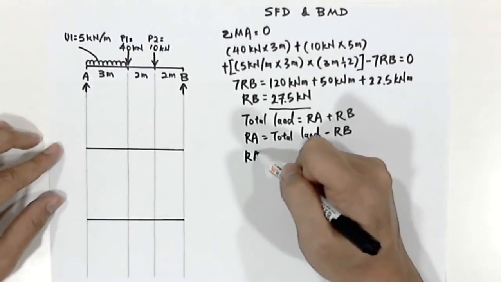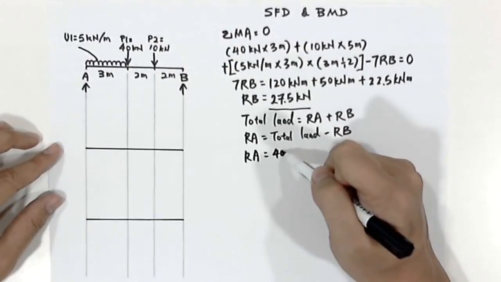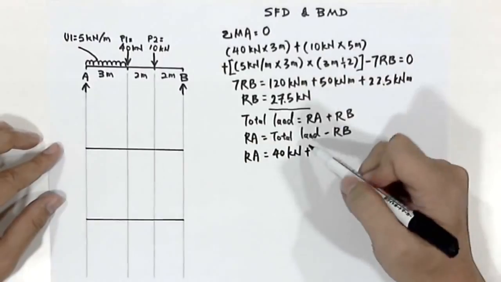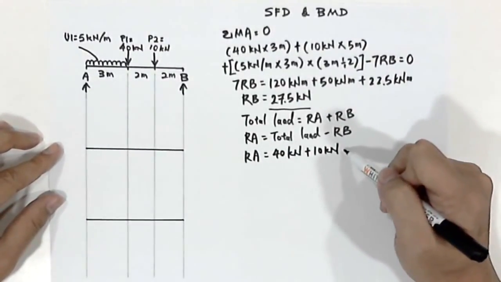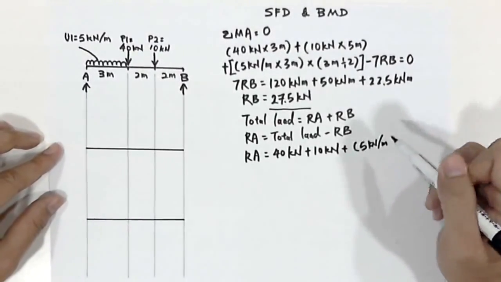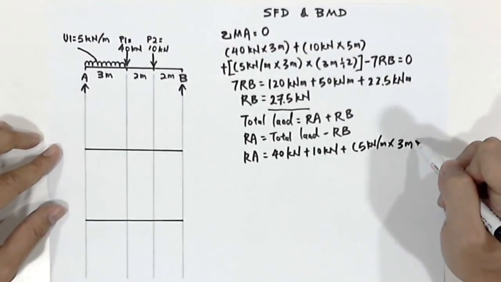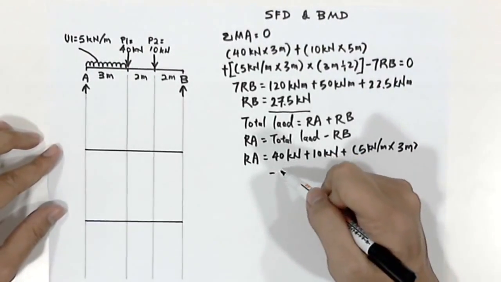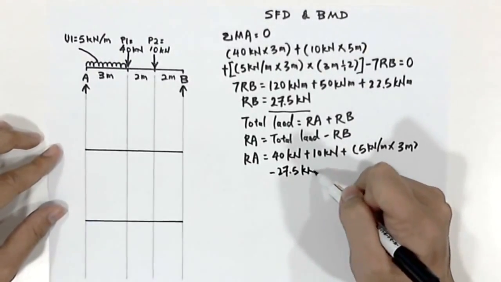Therefore we have RA equals the first load 40 kilonewton plus 10 kilonewton plus 5 kilonewton per meter times 3 meter, and then we have to minus RB, which is 27.5 kilonewton.